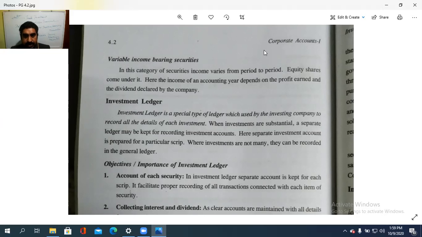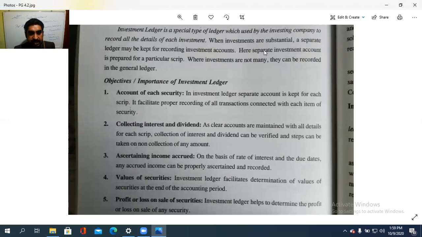When investments are substantial, a separate ledger may be kept for recording investment accounts. Here, a separate investment account is prepared for a particular scrip. Where investments are not many, they can be recorded in the general ledger. Then, the objectives or importance of the investment ledger. Account of each security. In the investment ledger, a separate account is kept for each scrip.